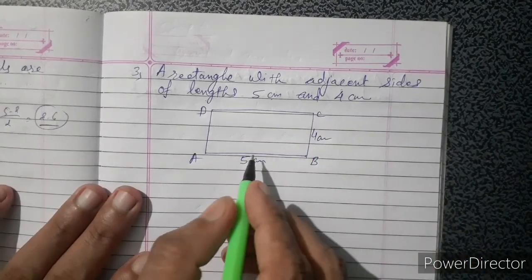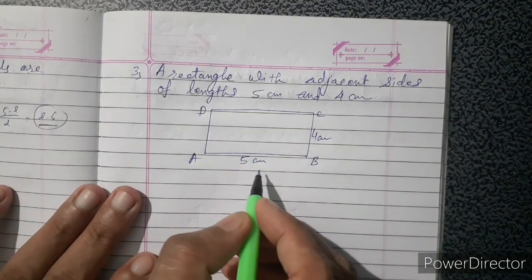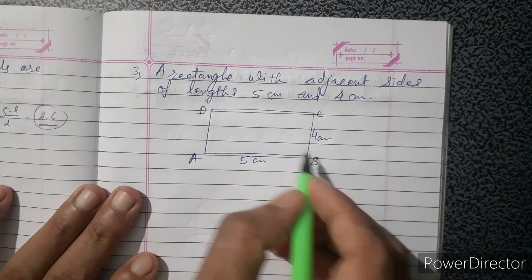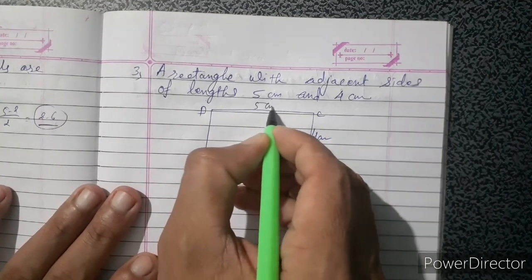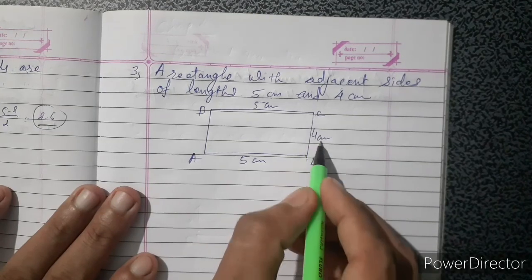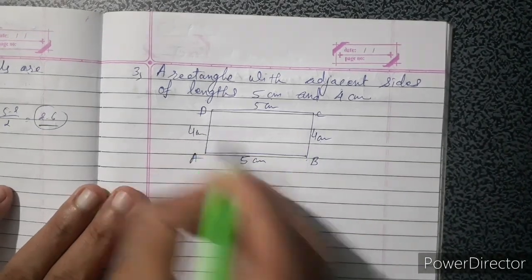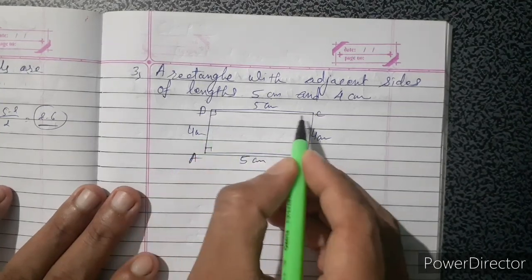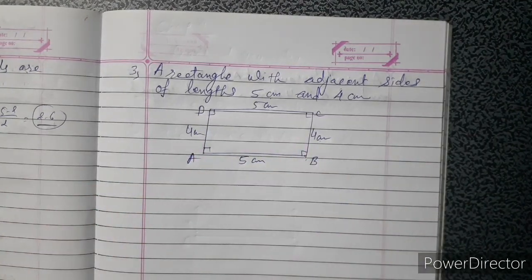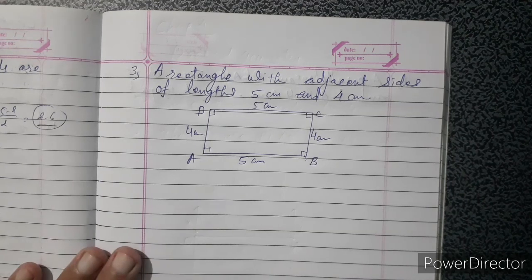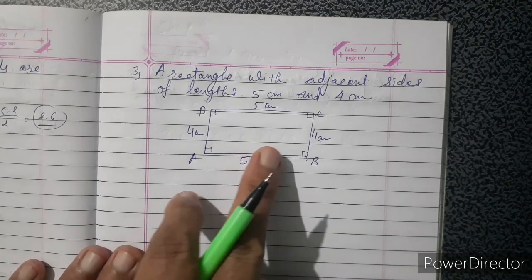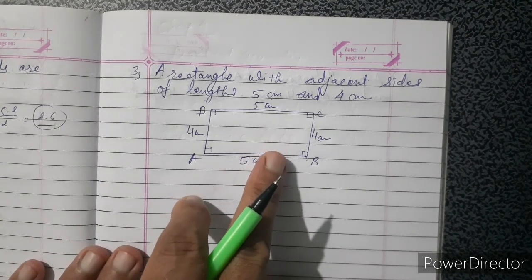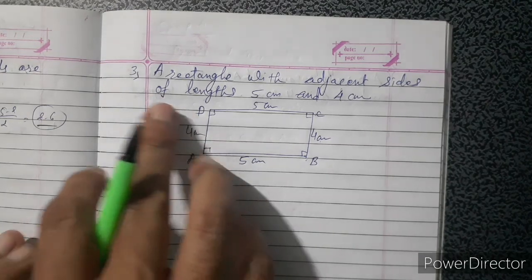We know that in a rectangle opposite sides are equal in measurement. So AB is 5, so DC is also 5 centimeters. Same, BC is 4 centimeters, so AD is also 4 centimeters. And all angles in a rectangle are 90 degrees. The measurement of each one is 90 degrees. Okay, so you construct this type of rectangle.